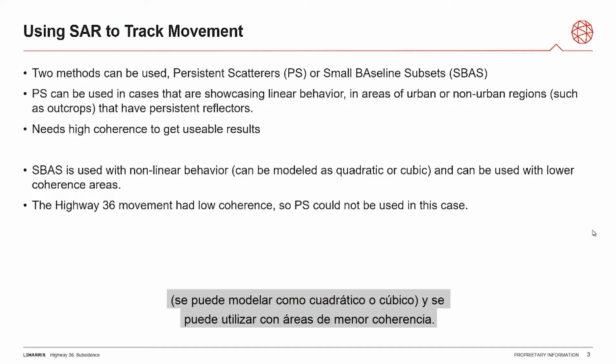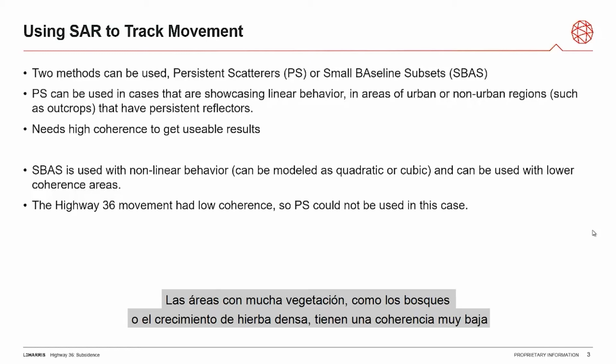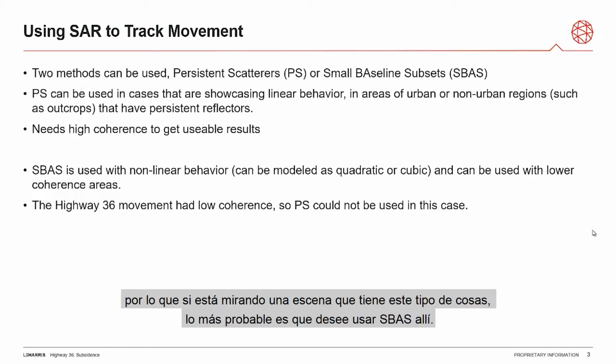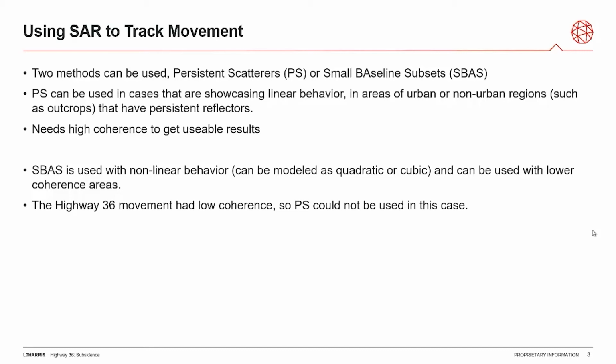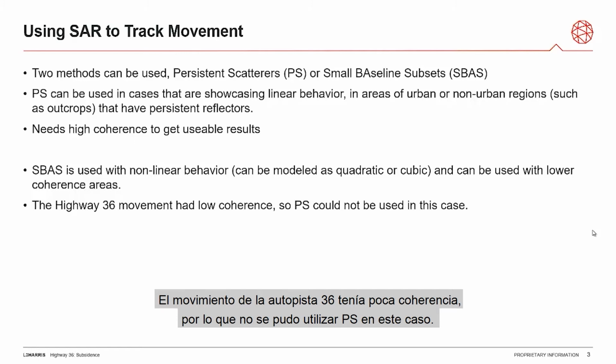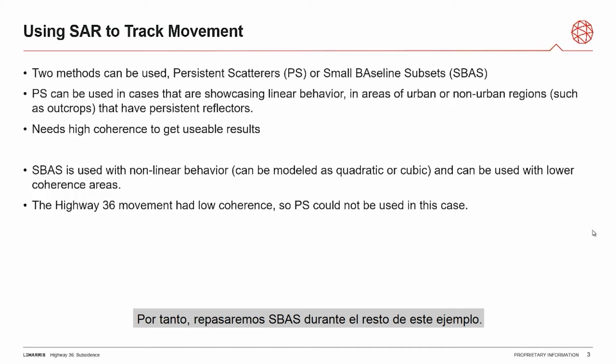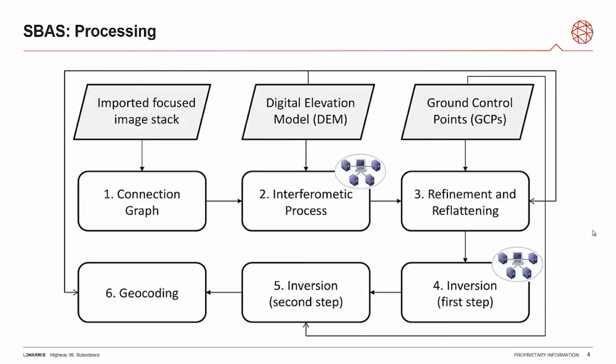SBAS can be used with nonlinear behavior. Maybe a quadratic or cubic motion has occurred instead. And it also can be used with those areas of lower coherence. Areas that are highly vegetated, such as forests or have dense grass growths, have very low coherence. So if you're looking at a scene that has this kind of thing, you most likely want to use SBAS instead. The Highway 36 movement had such low coherence that PS could not be used in this case, so we'll be going over SBAS for the rest of this.